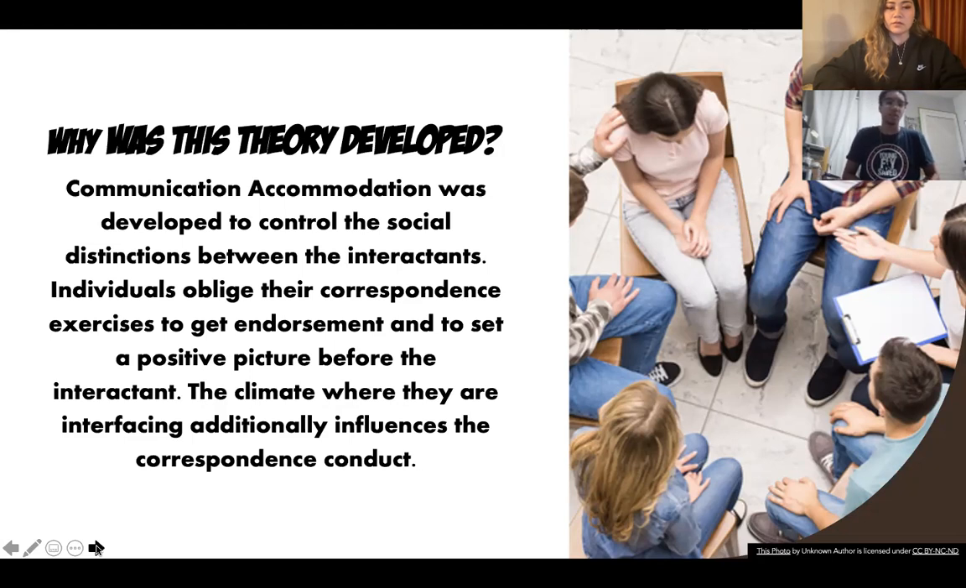And individuals oblige their correspondence exercises to get endorsement and to set a positive picture before they interact. The climate where they are interfacing additionally influences the correspondence conduct.